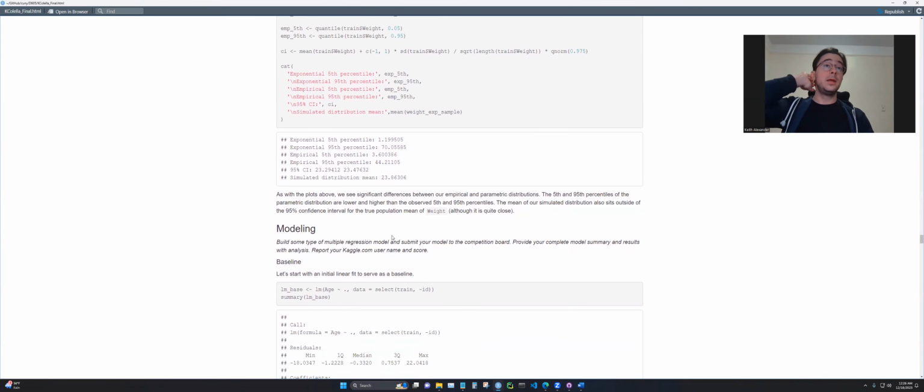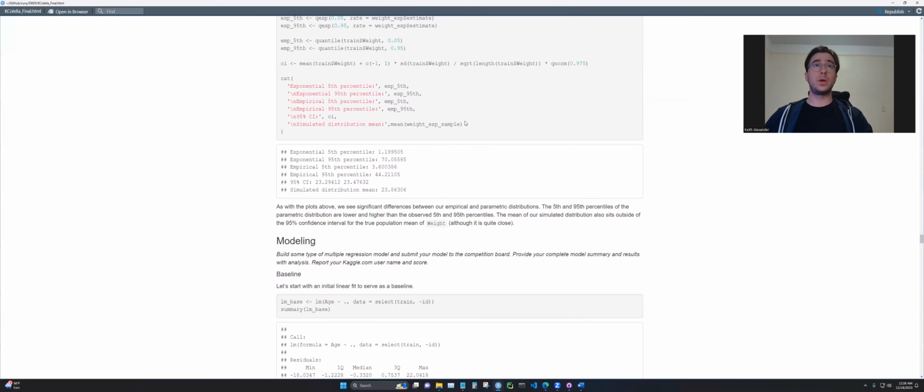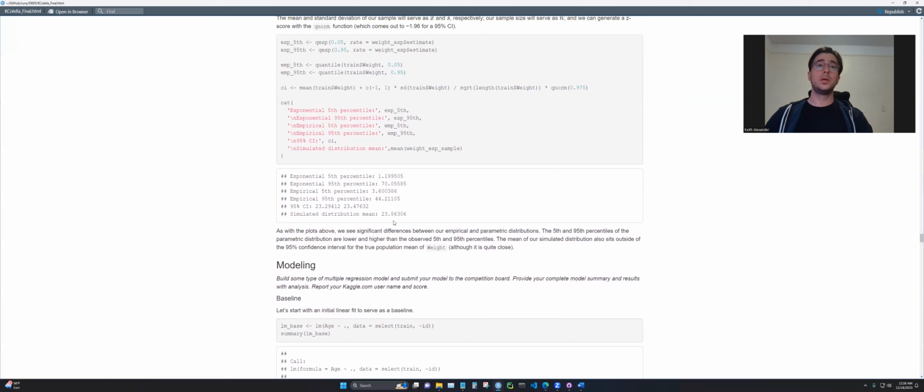Regarding the mean, we have a pretty tight band here between 23.3 and 23.5 roughly. The mean of the simulated distribution that we got from randomly sampling from the exponential is 23.8. So it's just outside of this band, but it is relatively close to the estimated mean for our observed data.